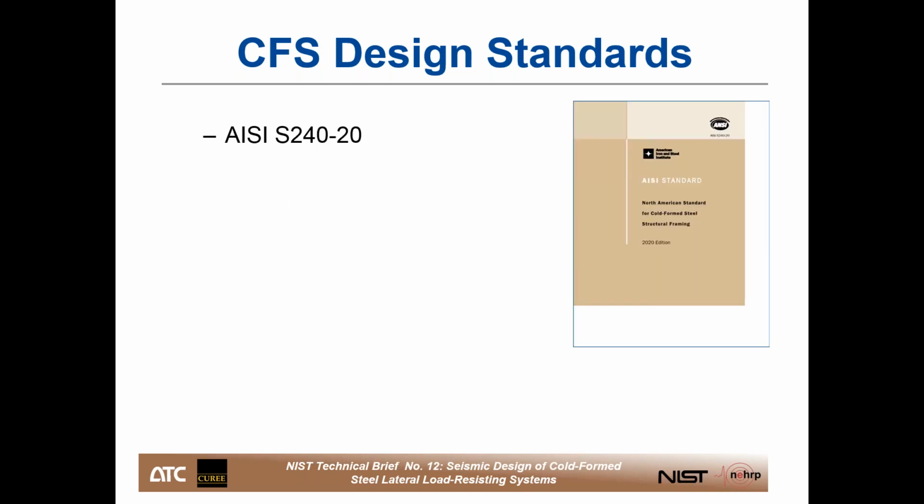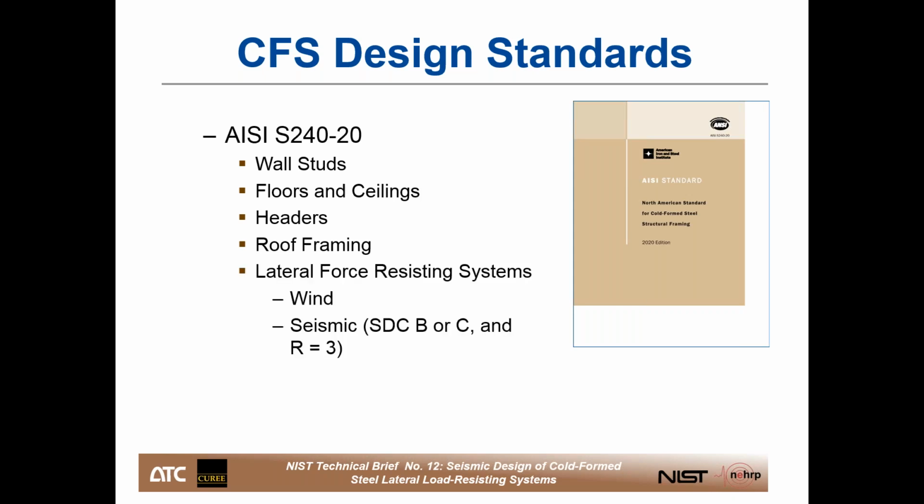So AISI S400 is the North American standard for cold formed steel structural framing, and that was just recently updated in 2020. That update, in fact, became available just a couple of weeks ago. So if you go to cfsei.org and look for the free standards downloads, you can find the most current version of S400. And S400 consolidated a number of earlier design standards, including standards for the design of wall studs, floors and ceilings, headers, roof framing, and the wind and low seismic design of lateral systems.